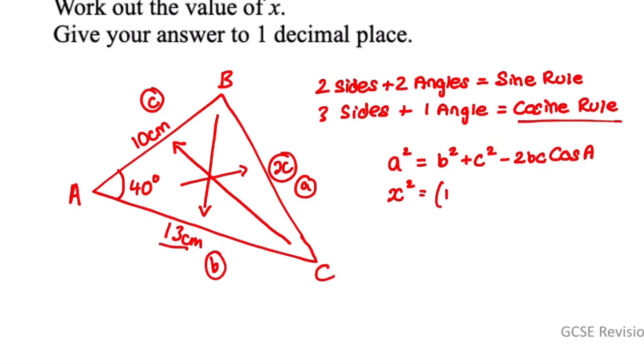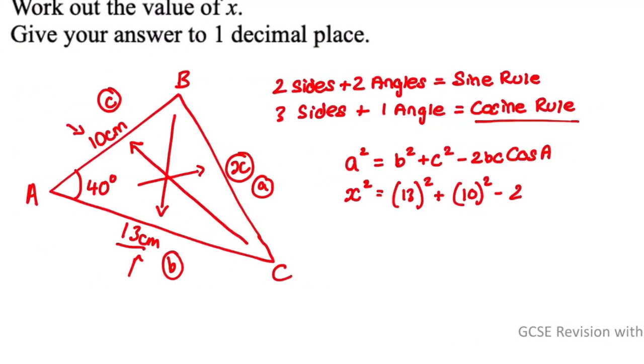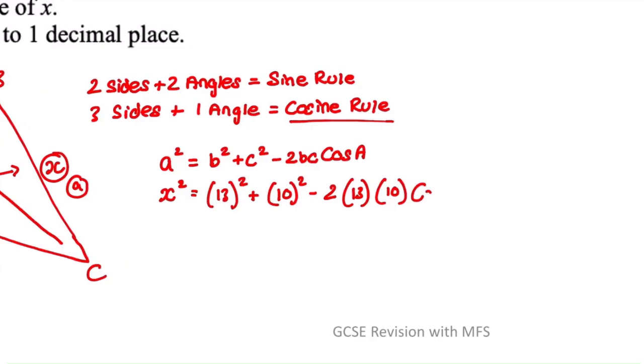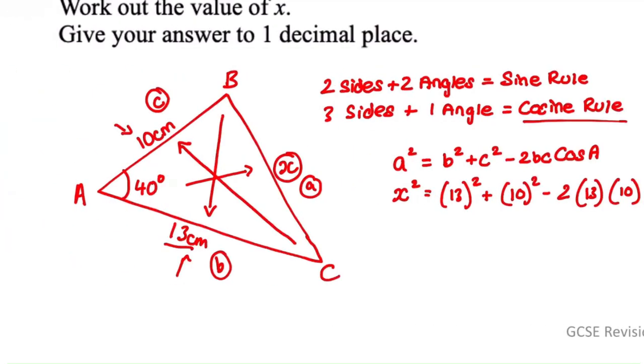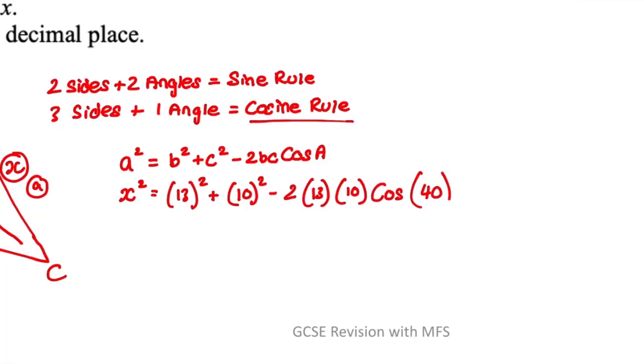So it's 13 squared plus lowercase c squared. Lowercase c is over here, which is 10, so 10 squared, minus 2 times lowercase b, which is 13, times lowercase c, which is 10, and then cos A, capital A, which is 40 degrees.